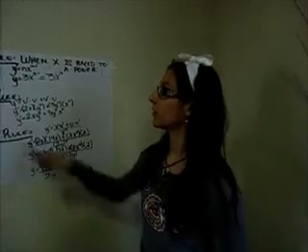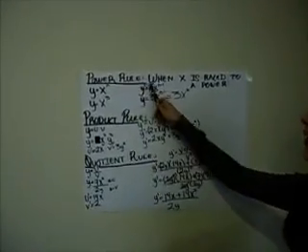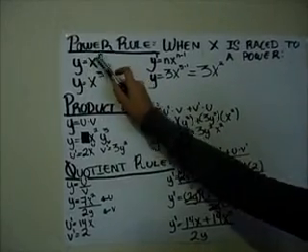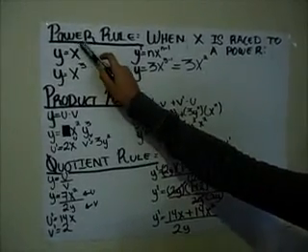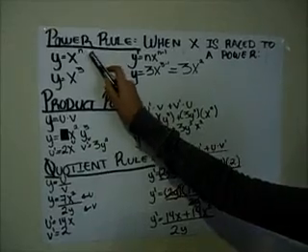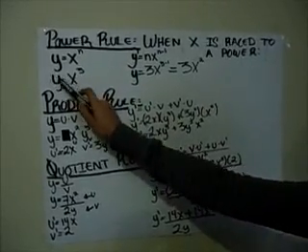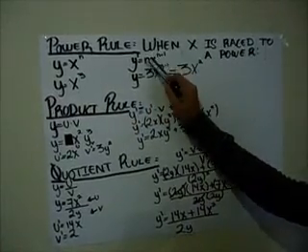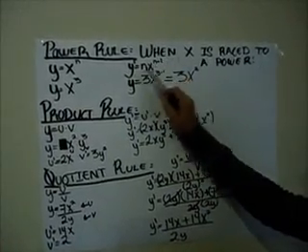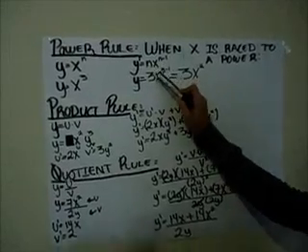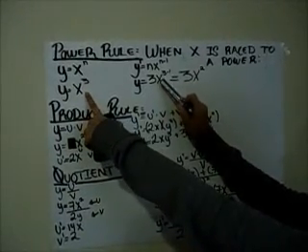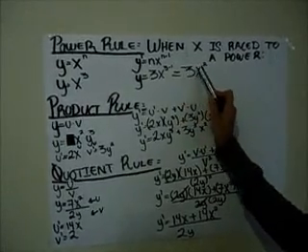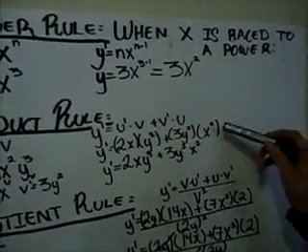I'm going to talk about the power rule. When x is raised to a power, we use this formula: y equals x to the n, where n is going to be our exponent. For example, y equals x cubed. Here we substitute in the formula of the derivative: y prime equals 3, that is our n, times x to the exponent minus 1. We get 3x squared.